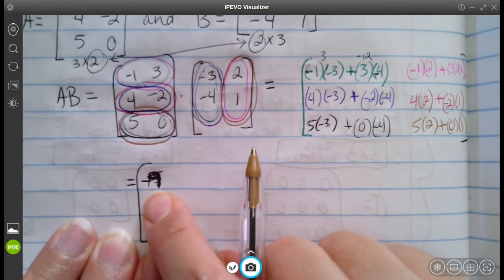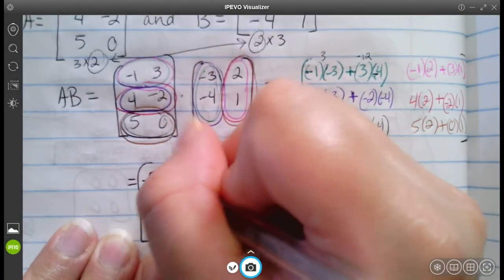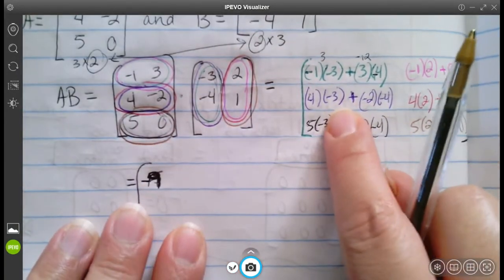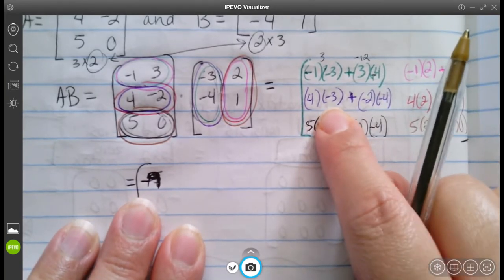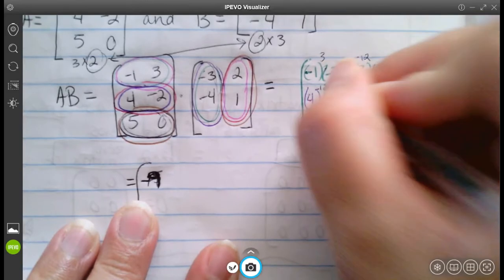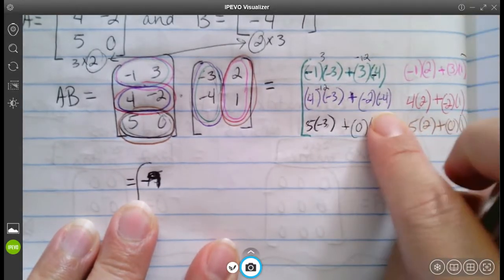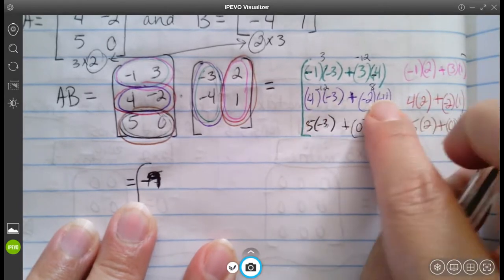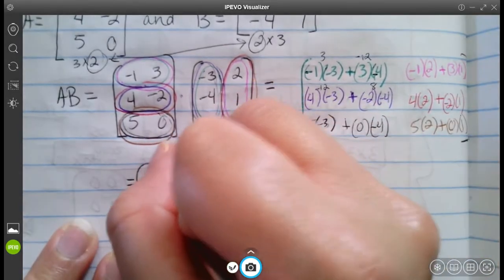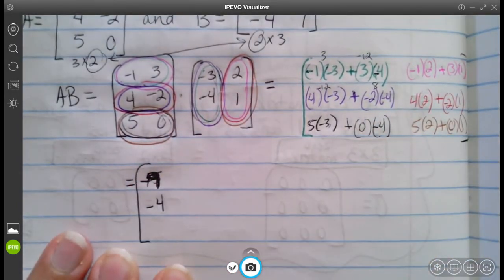Yeah, that's a -9. I messed up the first time, so the -9. And then we're looking at the second place here. So we have 4 times -3. Again, that's -12. So I'm going to put it really tiny right here, -12. -2 times -4 is 8. So -12 plus 8 is -4. Okay.